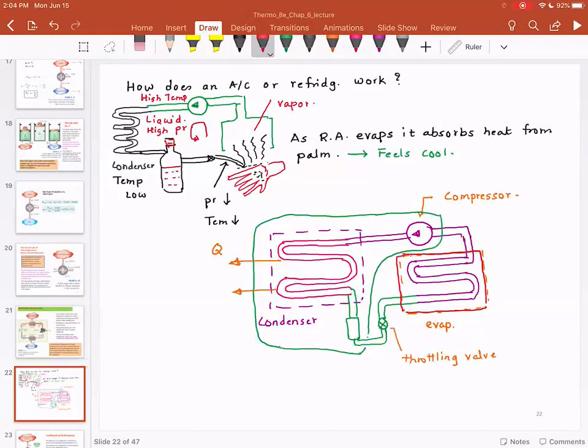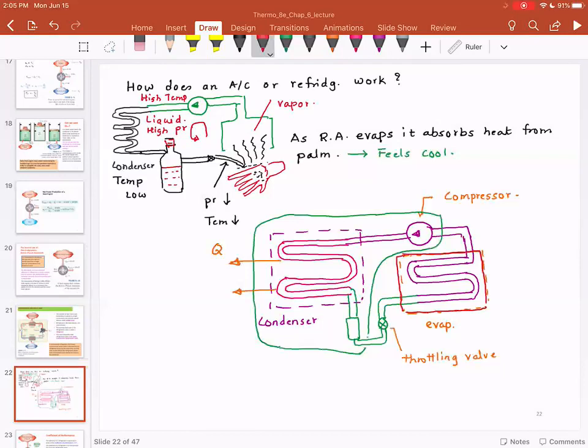Air conditioning system is very simple to fix and diagnose. There are only four essential components: compressor, condenser, throttling valve, and evaporator. But sometimes they add a strainer, sometimes they add an accumulator, just as a safety precaution to take away the impurities and make sure that the refrigerant is stored at some location.